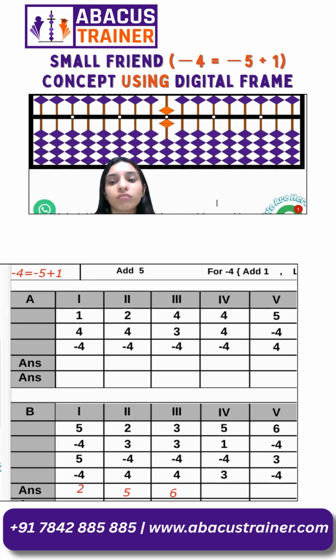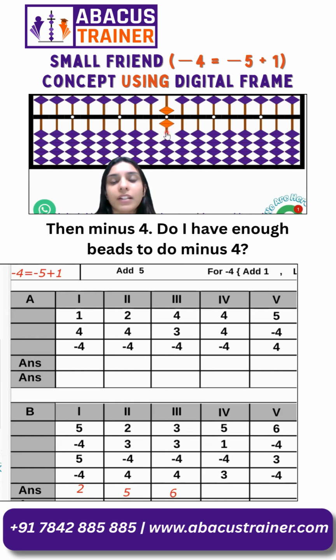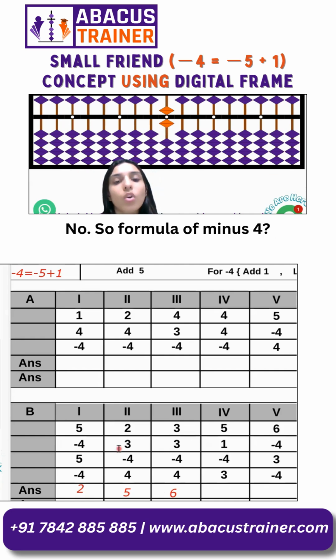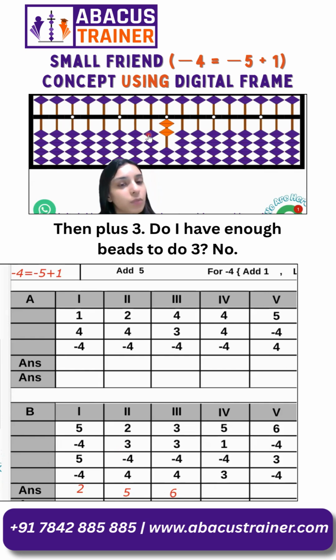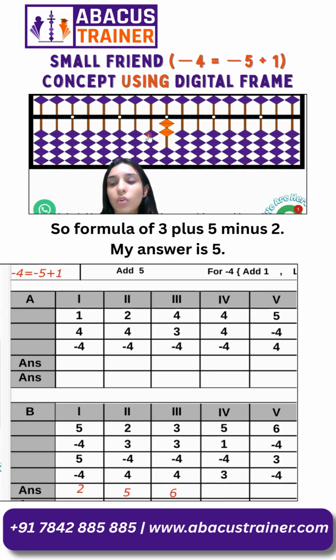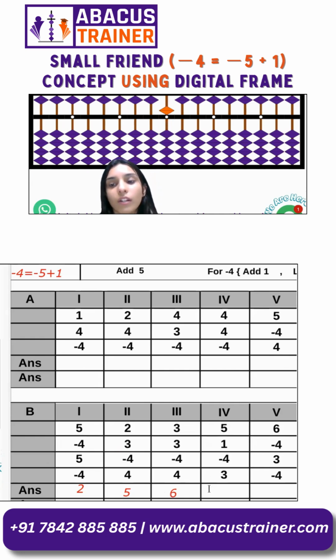Next question. 5. Added 5. 1. Added 1. Then minus 4. Do I have enough beats to do minus 4? No. So formula of minus 4 minus 5 plus 1. Then plus 3. Do I have enough beats to do 3? No. So formula of 3 plus 5 minus 2. My answer is 5. Okay.